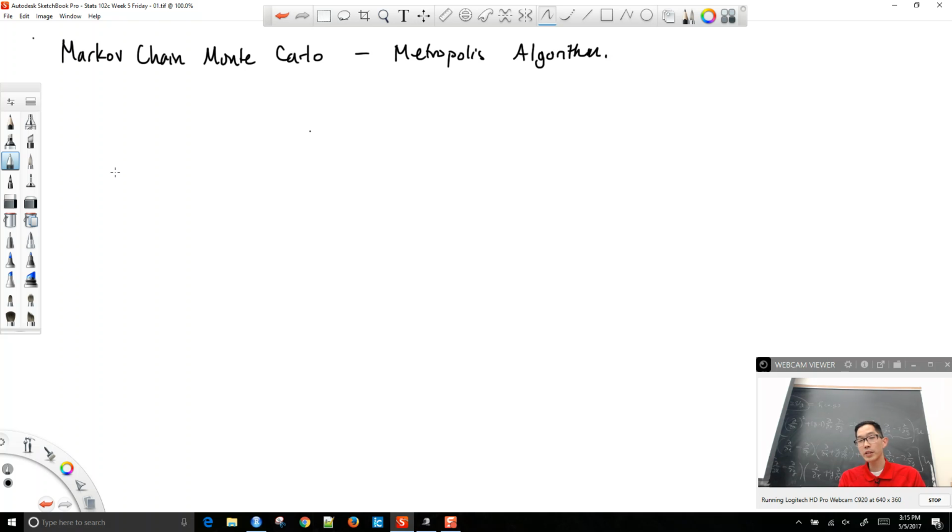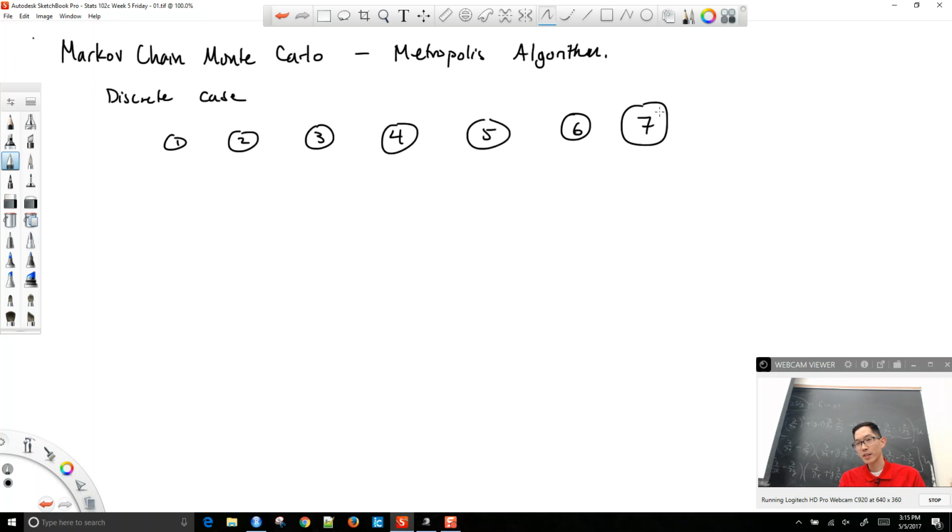And right now we have kind of a discrete case, right? In the discrete case, we've got 7 islands. Do you guys remember this example? Okay, and the island populations are proportional to their number.